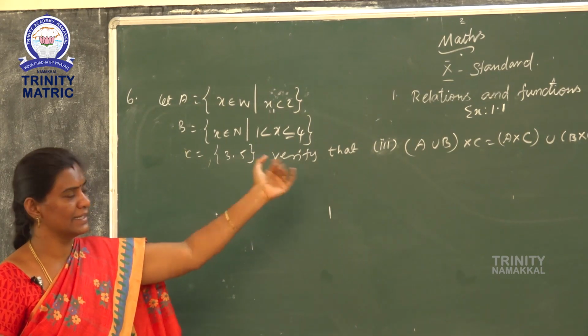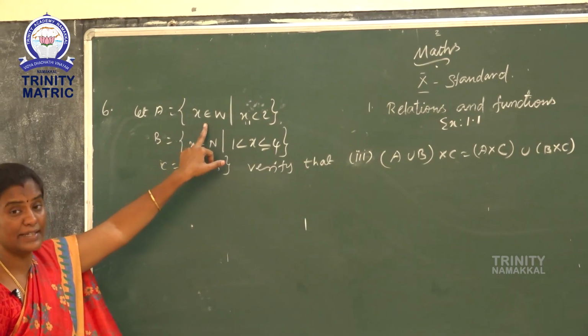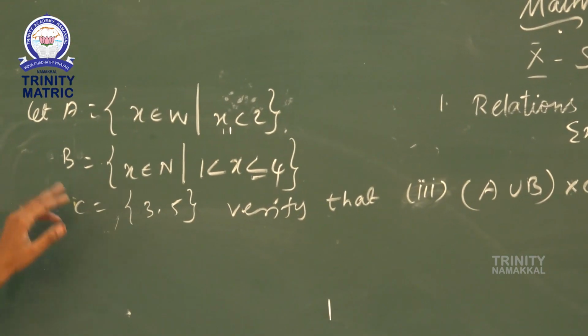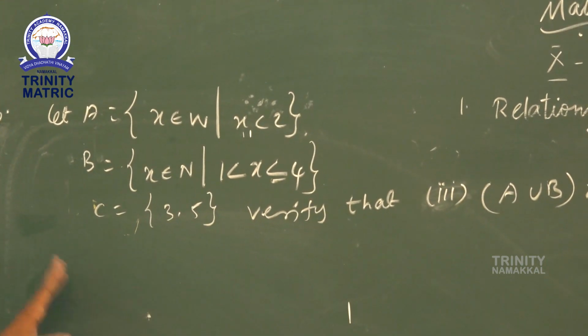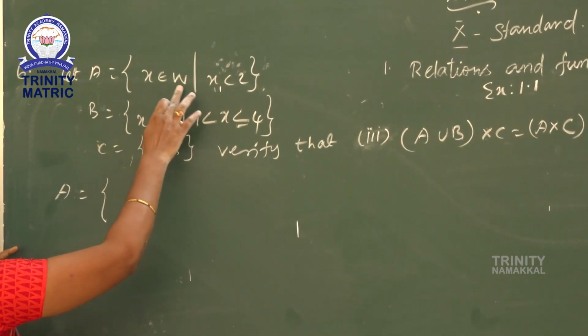Now we see the third sum. See here, set A is given in the set builder form. So first we find the elements in the set A, then the elements in the set B. The set C is given. So first we find A. What is A? X belongs to whole numbers.